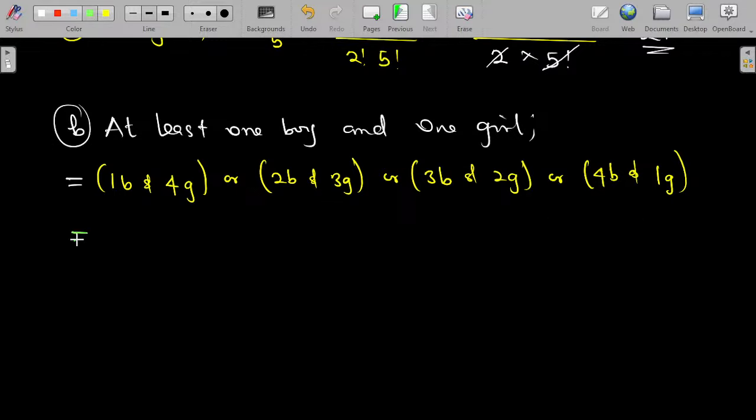So try to now simplify what you have. 1 boy means 1 out of 7, that's 7 combination 1, times 4 girls means 4 out of 4.